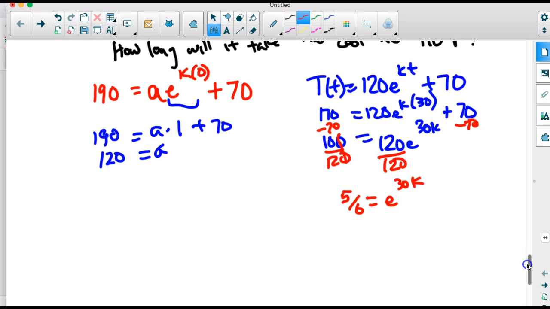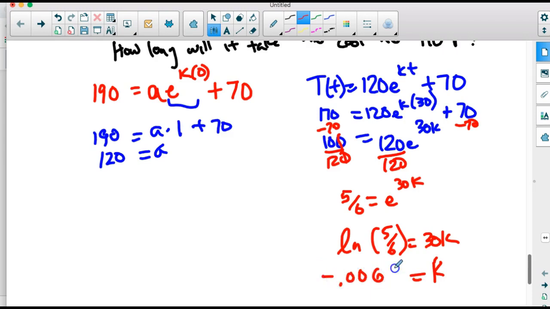So I'm going to then need to take the natural log and divide. When we take the natural log, it gets rid of the e on that side. So we're going to do that. And I get k equals negative 0.0061. So now I have the k value.